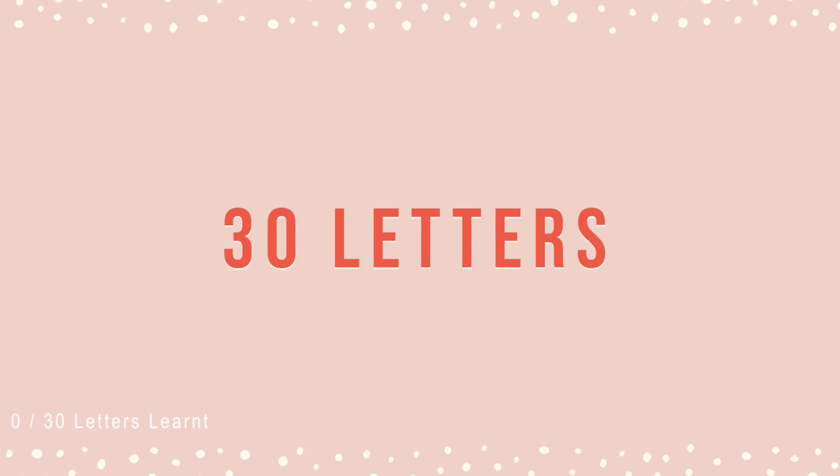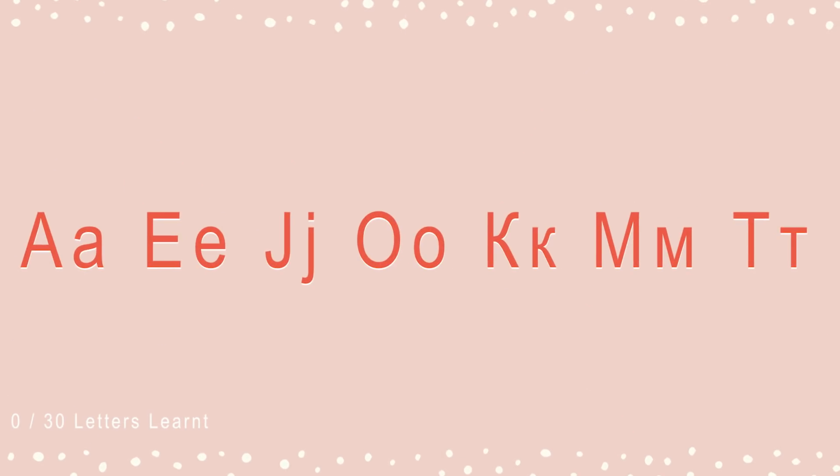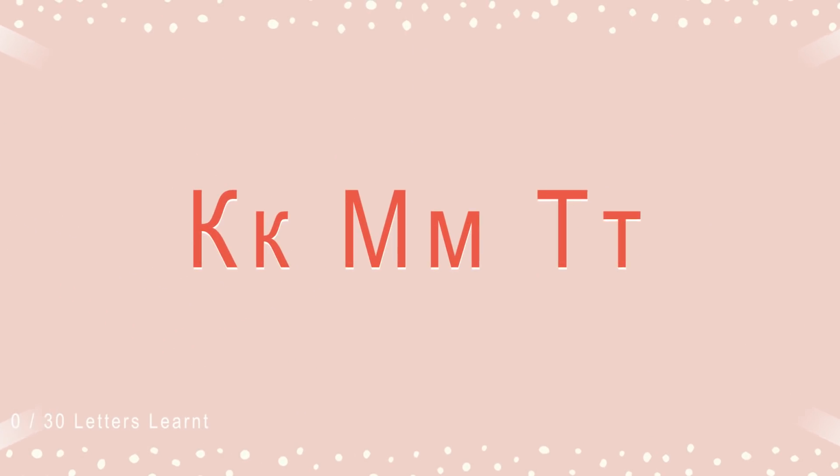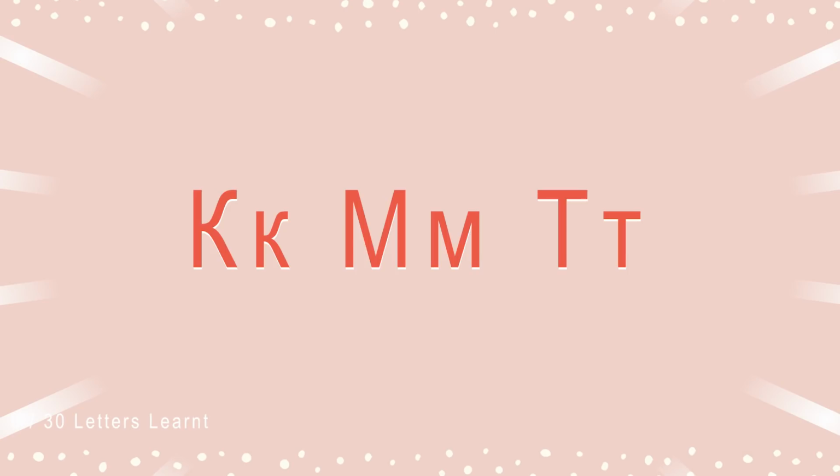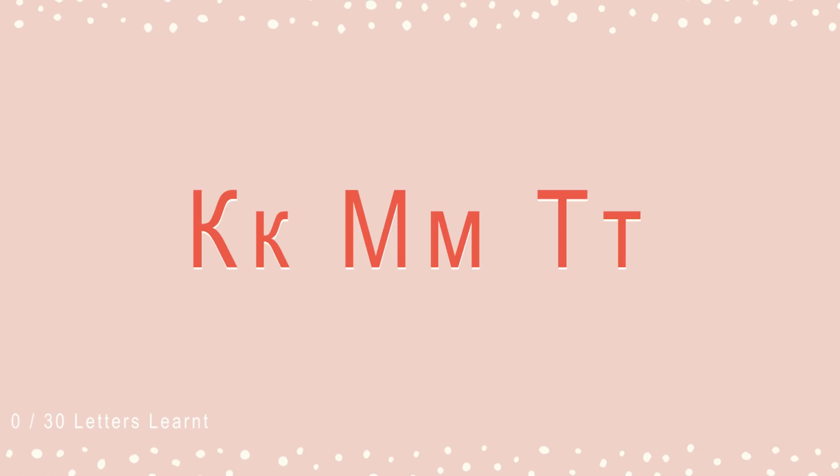So without further ado, let me show you how I memorized the Serbian Cyrillic alphabet. It's not that hard at all. In Serbian there are 30 letters. 7 of them are just like how you would write them in the Latin script: A, E, J, O, K, M, T. The only difference is K, M and T have different lowercase letters. So the lowercase letters just look like the capital letters but smaller.